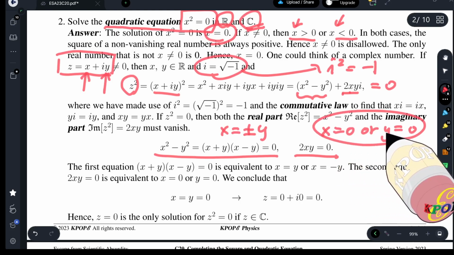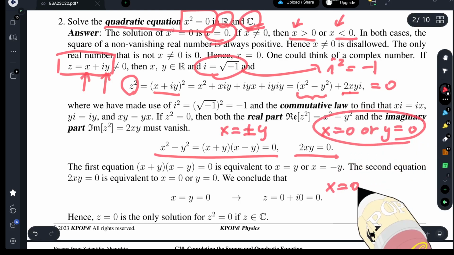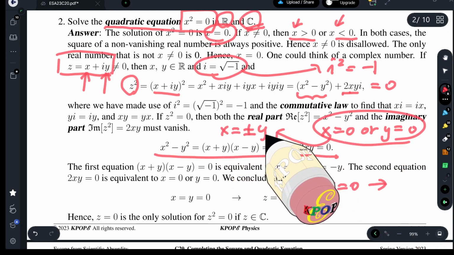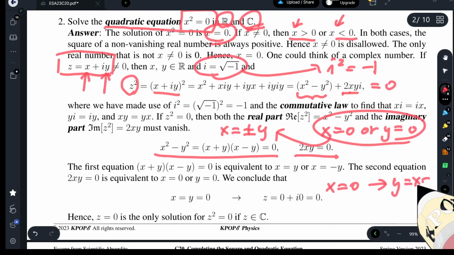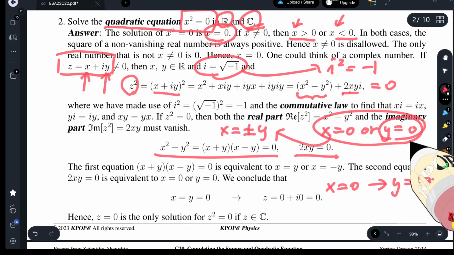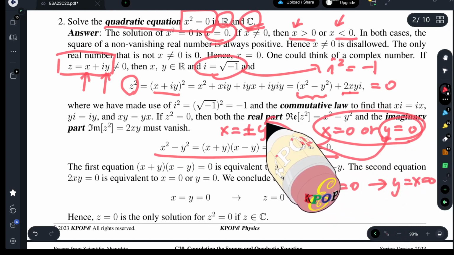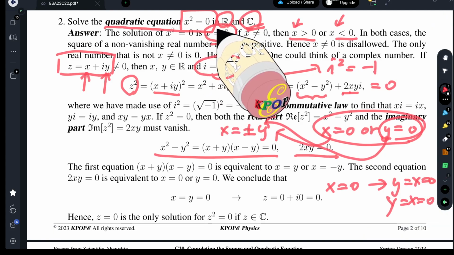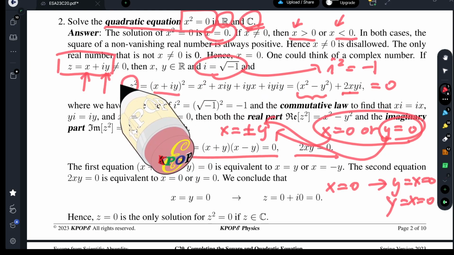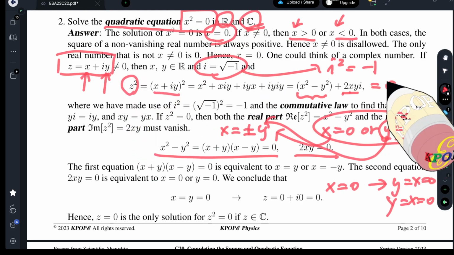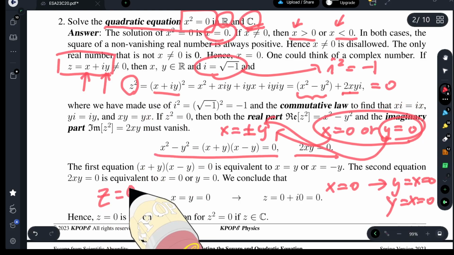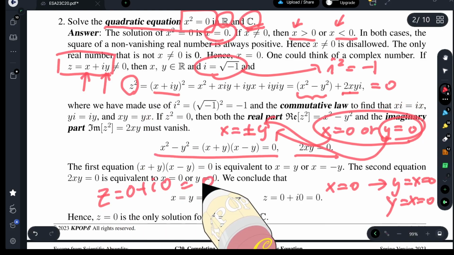If x equals 0, then if I substitute this here, I find that both x and y are 0. If y equals 0, using the same method, I arrive at the same result. So in complex numbers, the square of a complex number is 0 if and only if the complex number itself is 0 plus i0, that is, 0.